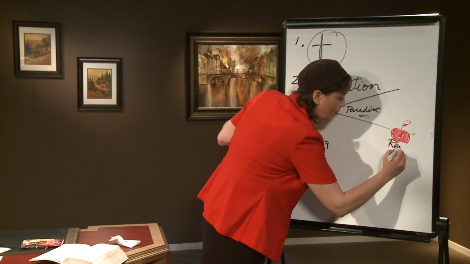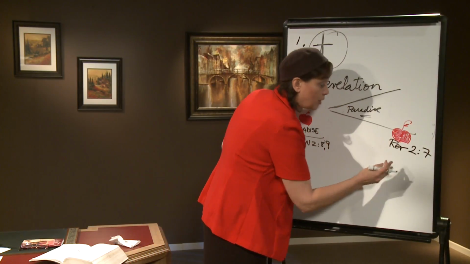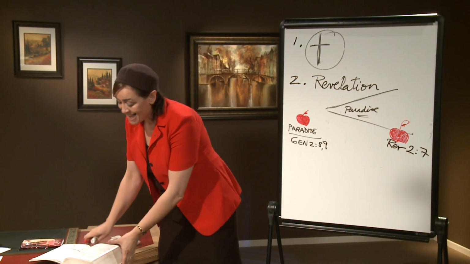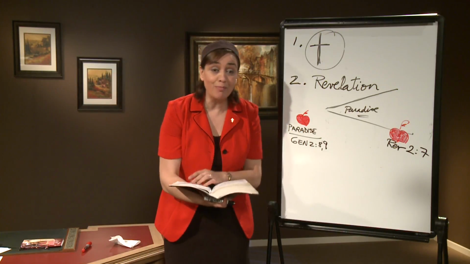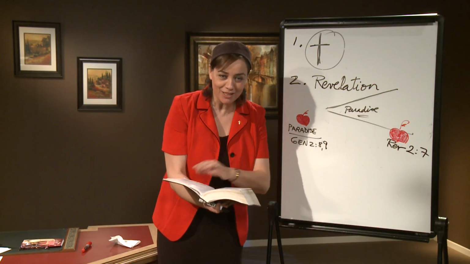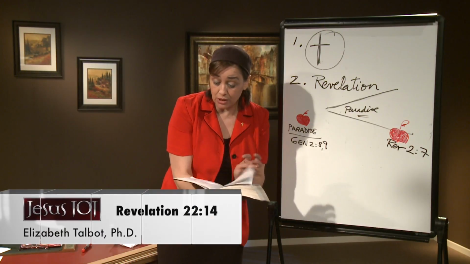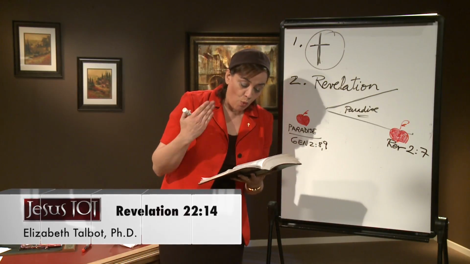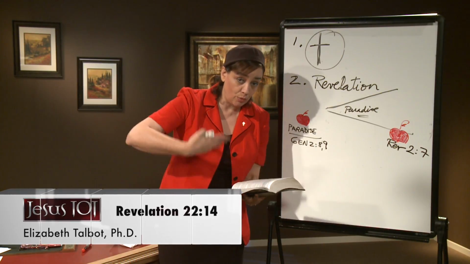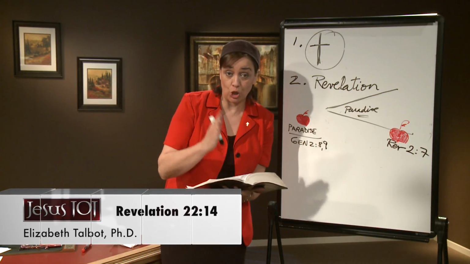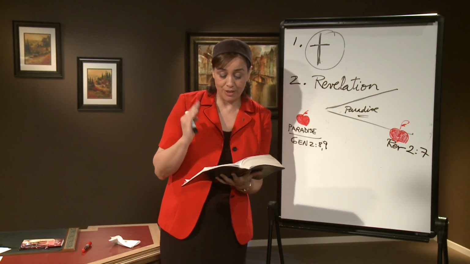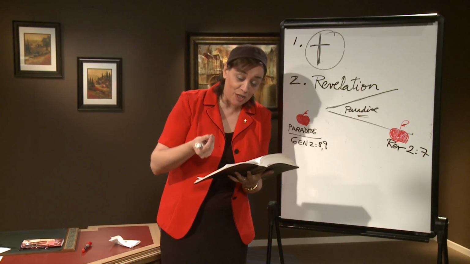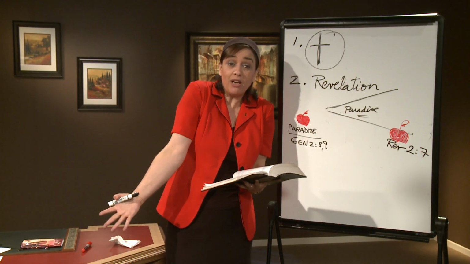So if you start looking in Revelation chapter 2, verse 7, we get the same words that we got in Genesis. As a matter of fact, the last chapter of the Bible has all the redeemed standing by the tree of life again. Revelation chapter 22, verse 14. Blessed are those who wash their robes, which means wash their robes in the blood of the Lamb, as Revelation already explained before in chapter 7, verse 14. Blessed are those who wash their robes that they may have the right to what? To the tree of life.